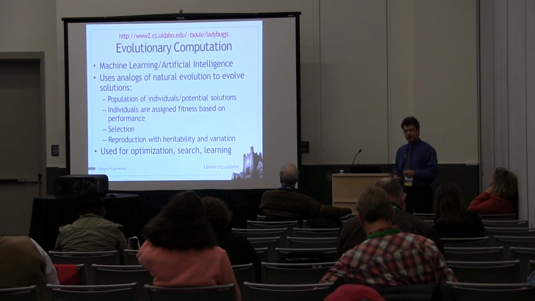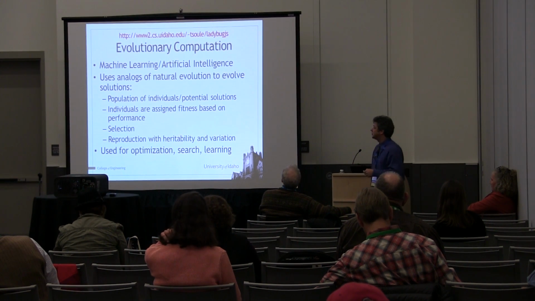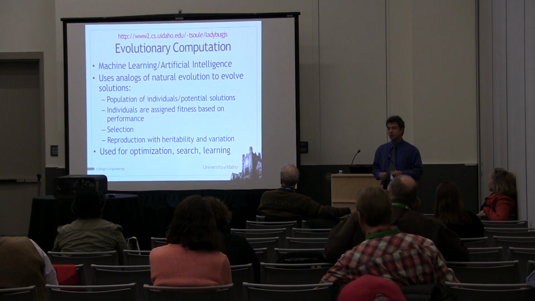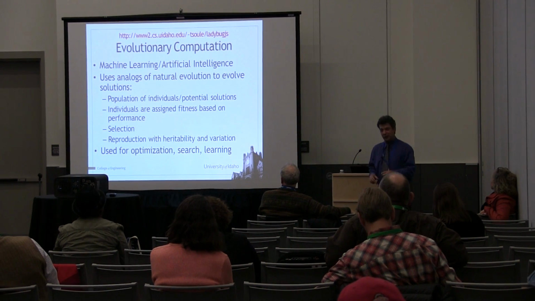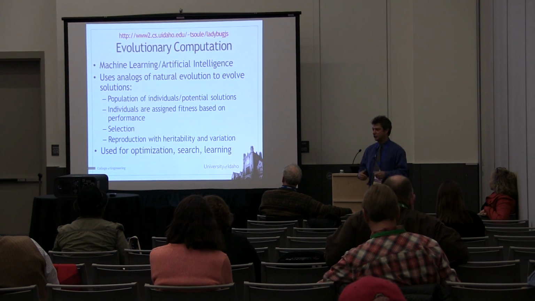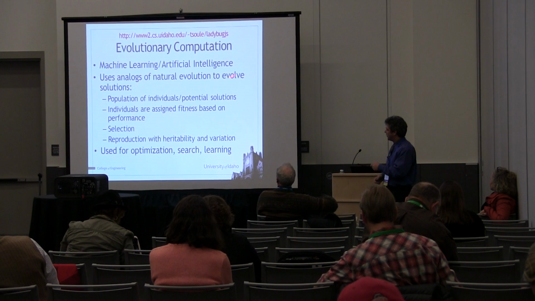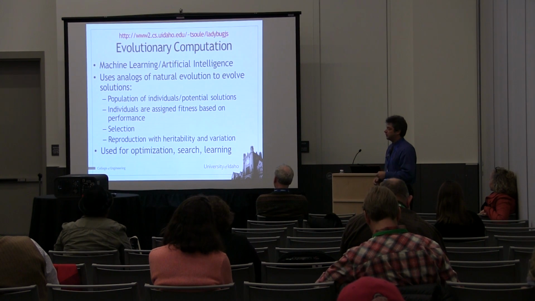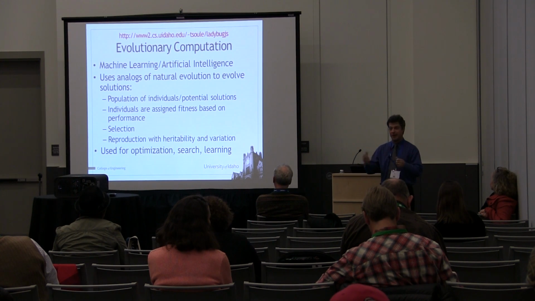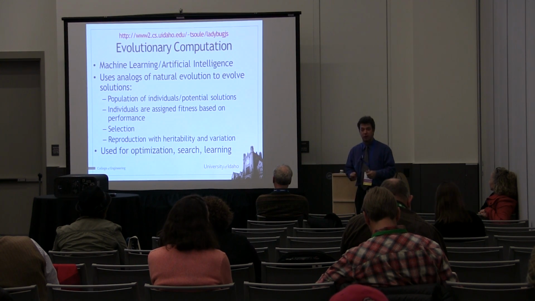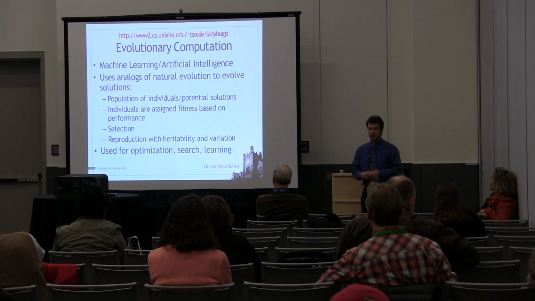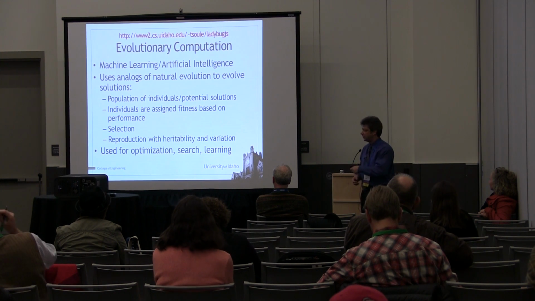So from an engineering perspective, the term that often gets used is evolutionary computation, and it generally is sort of lumped in with machine learning and artificial intelligence. And the idea is to use analogs of natural evolution to evolve solutions, and that's a very vague term, right? Evolve solutions. I'll talk about what I mean in a minute, but the idea is you have a population of potential solutions. So instead of a population of biological organisms, you have a population of solutions to some problem, or at least potential solutions. And then you take those solutions, those individuals, and you measure how good they are, and you assign them a fitness.